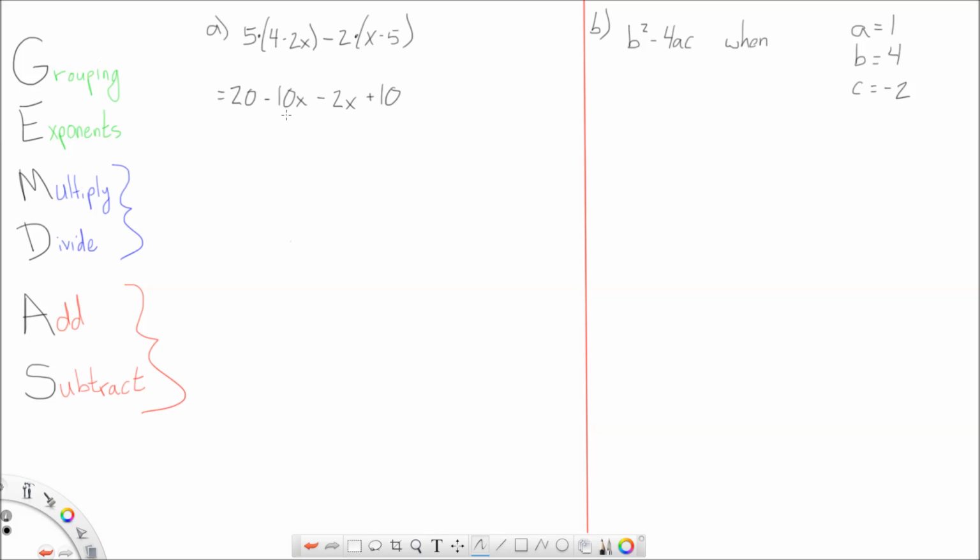Alright, now we want to combine like terms. So just like I said, we couldn't combine these because they don't have the same variable. Here, we do want to combine all the things that have the same variables.